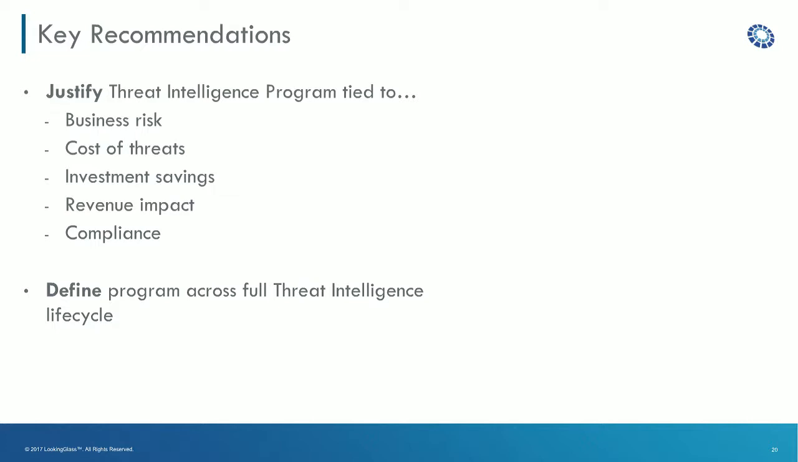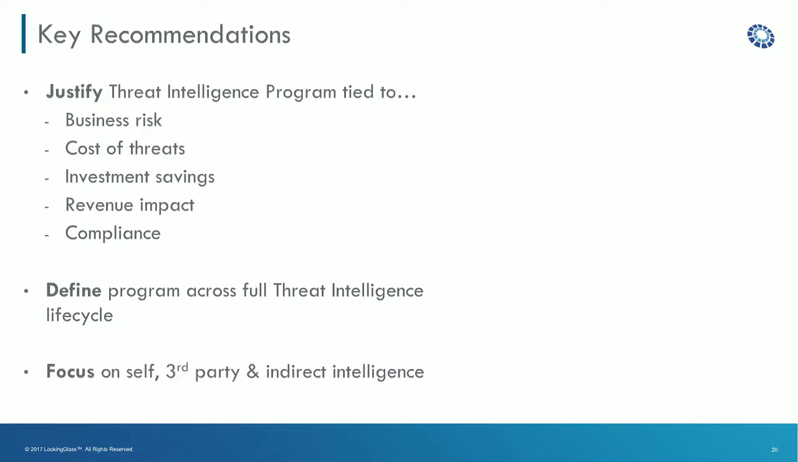The second part of the key recommendations is define your program around the full life cycle of intelligence. So your program shouldn't just be about collecting some data. It should be looking at how you take that data and refine it into intelligence that ultimately gets acted on and operationalized. So consider all of that as part of your definition and refinement of the program.